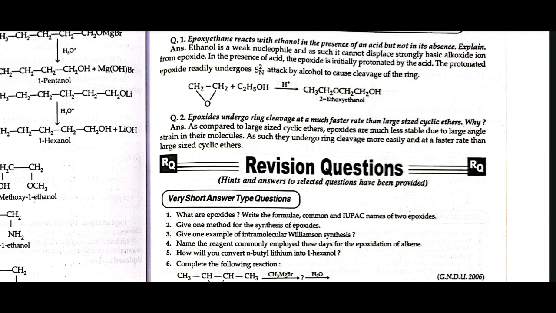Second, epoxides undergo ring cleavage at a much faster rate than large-sized cyclic ethers. Why? Answer. As compared to large-sized cyclic ethers, epoxides are much less stable due to large angle strain in their molecule. As such, they undergo ring cleavage more easily and at a faster rate than large-sized cyclic ethers.